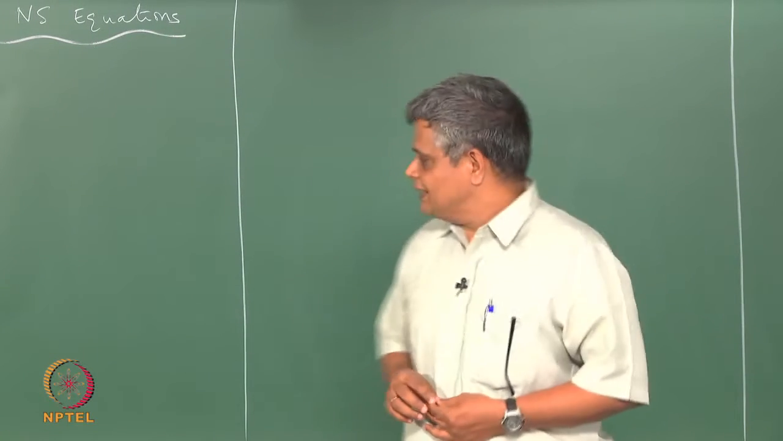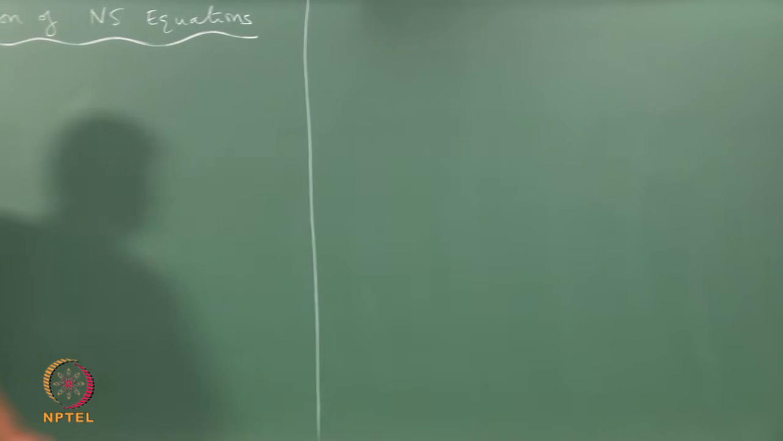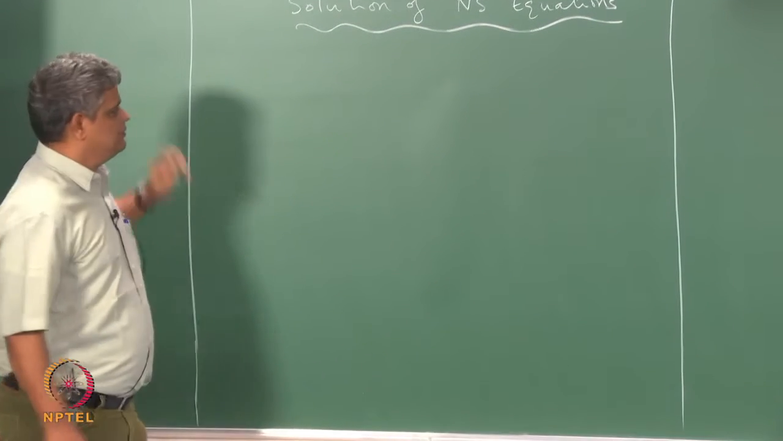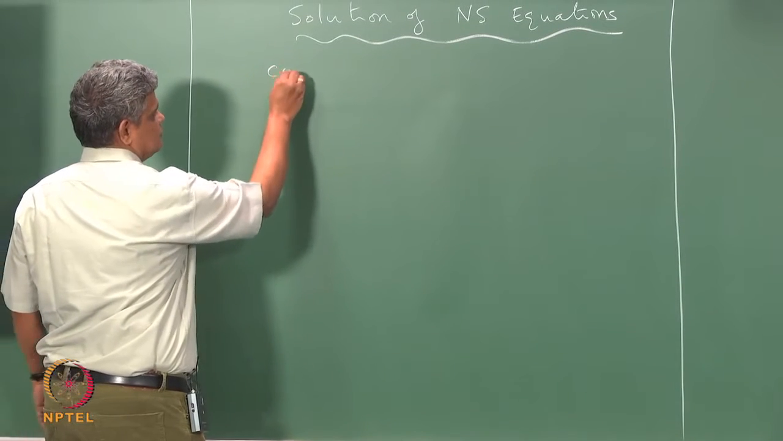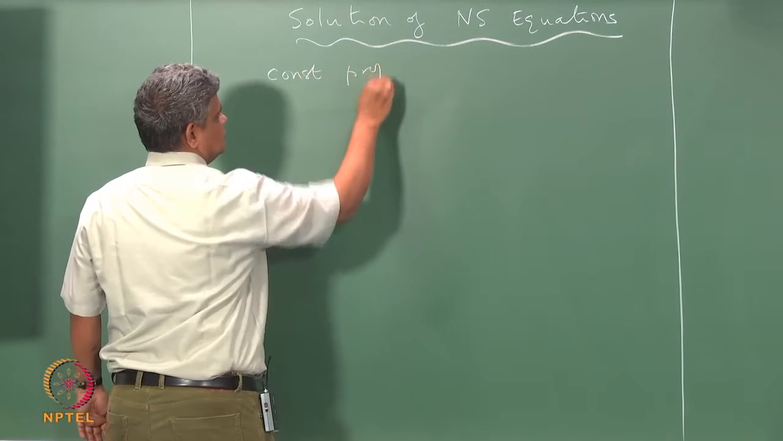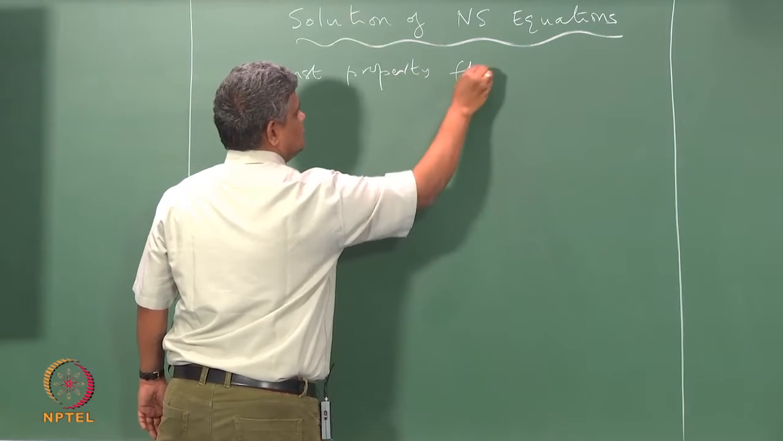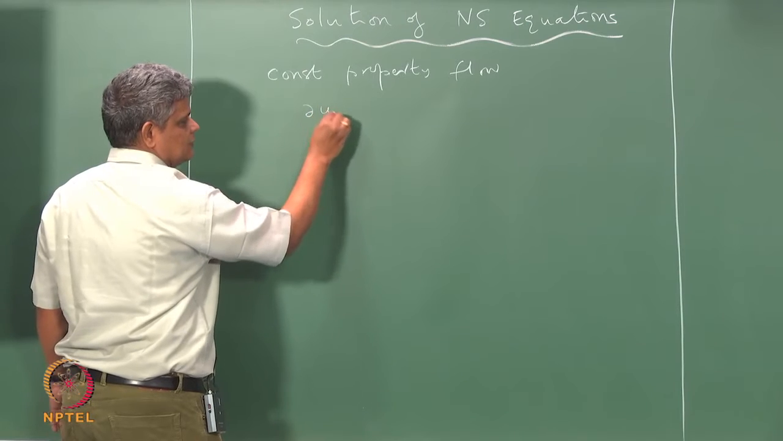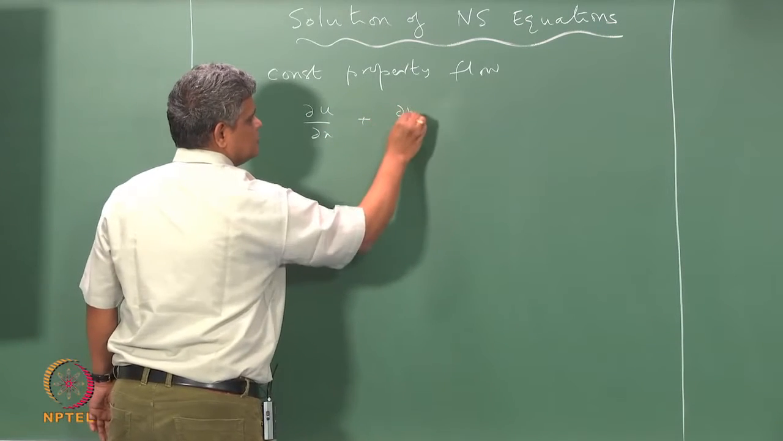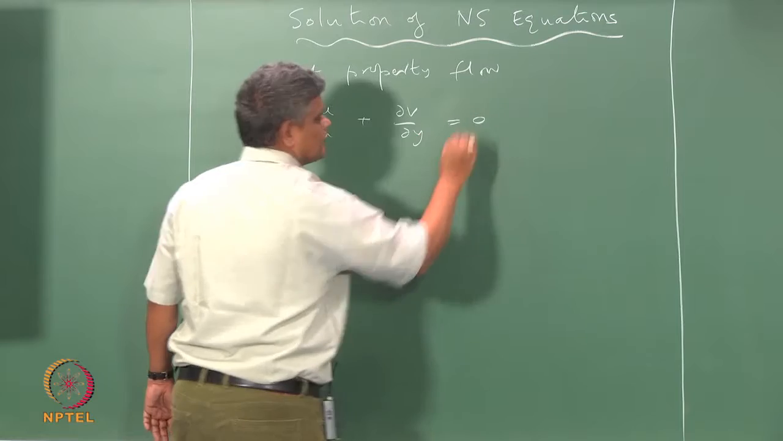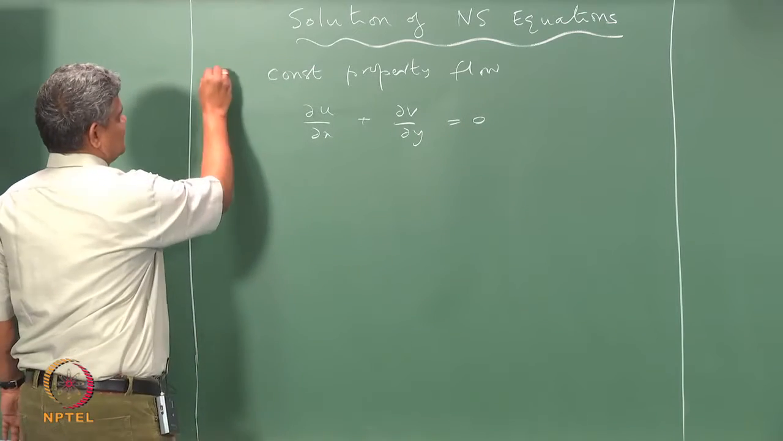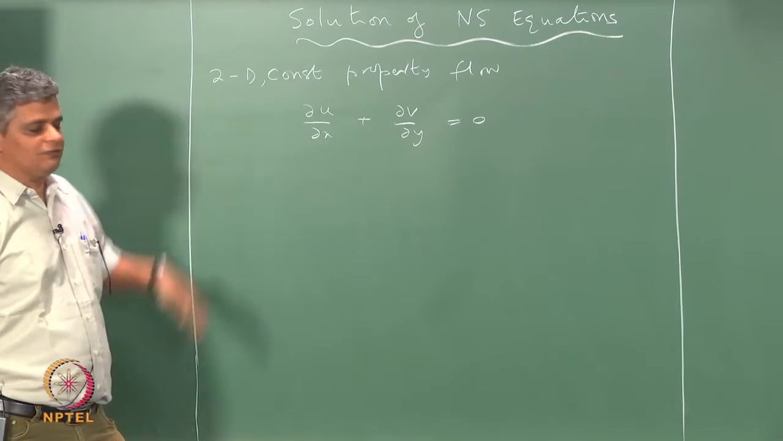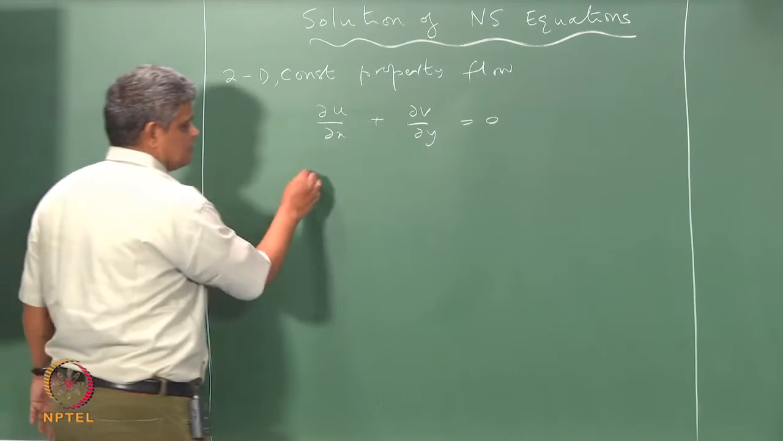So what we are looking at is Navier-Stokes equations, and these equations for the simplest case of constant property flow, we can write the continuity equation as dou u by dou x plus dou v by dou y equal to 0. And let's also consider a 2D flow, two-dimensional flow, so that we have fewer equations to write.